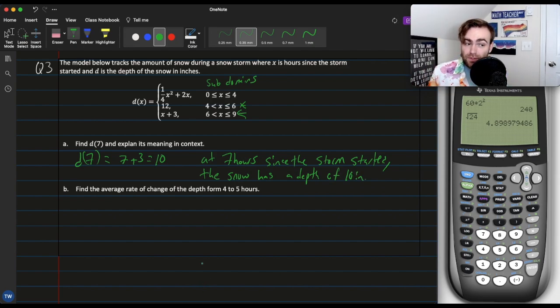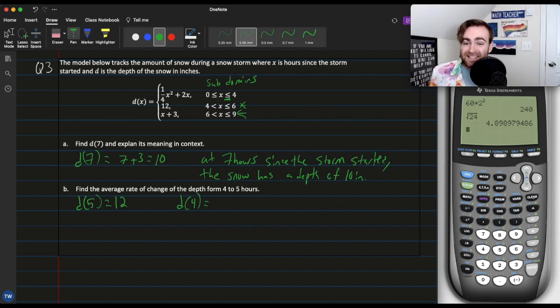Then it wants to find the average rate of change in the depth of snow from 4 to 5 hours. So the 4 is a little tricky, right? Because I see 4 as a part of this domain and a part of this domain. But the "or equal to" means that the 4 is going to be part of this one and not part of this one. Because a piecewise function has to follow the rules of functions, your input is only going to appear in one of the subdomains. It cannot appear in multiple. So we're going to use the first rule for 4, and the second rule for 5. So D of 5 is really easy. That is just 12. But D of 4 is a little bit more challenging.